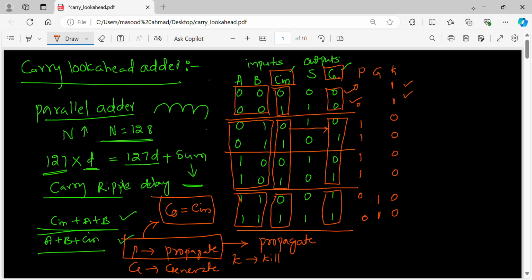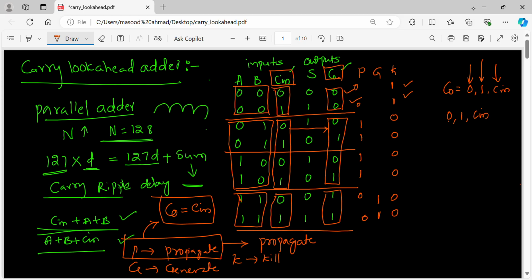In general, whatever the carry out is that I am interested in, carry out may be 0, may be 1. So I can force output carry to 0, I can force output carry to 1, or I can send Cin as carry out. What this means is that when I don't know the carry out, the possibilities are something like this: carry out can be 1, carry out can be 0, carry out can be Cin.